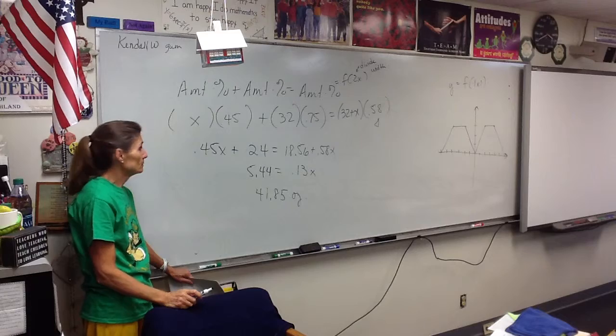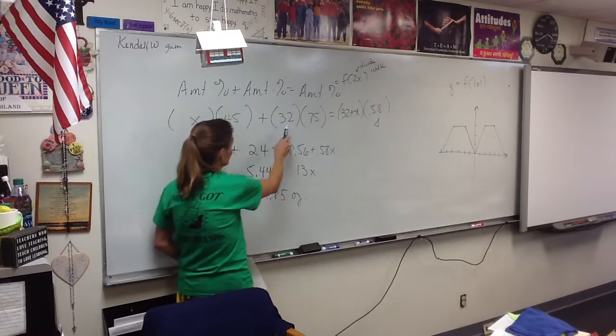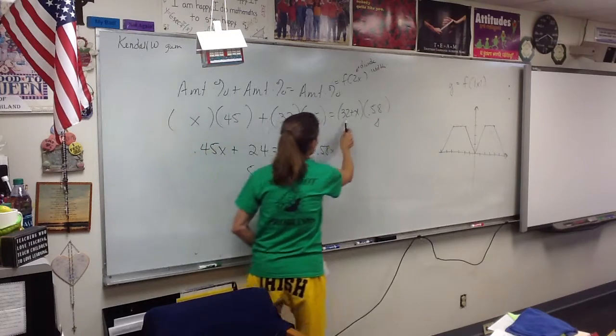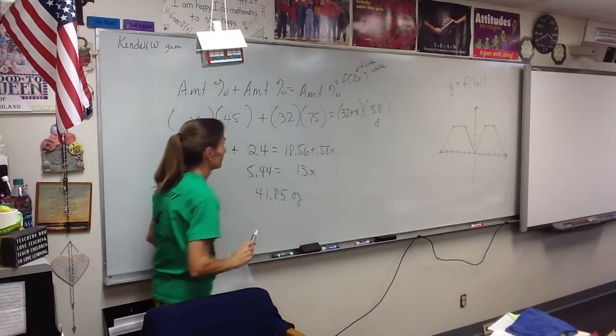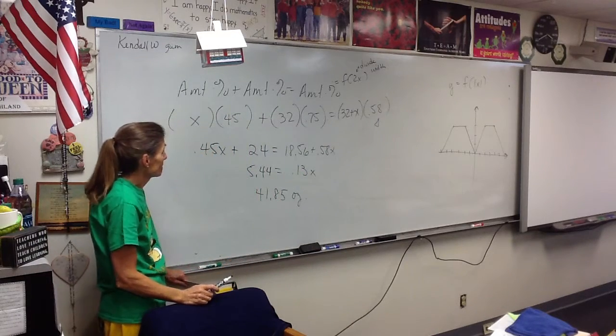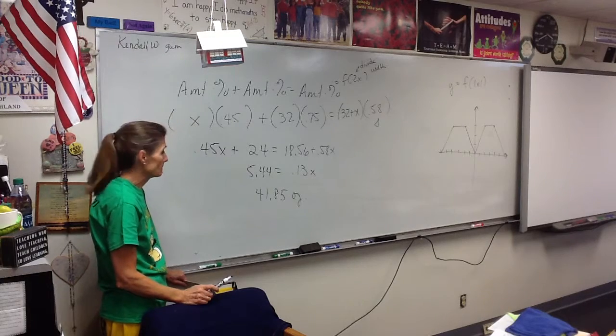How'd you get the 18.5? So what answer is that? You're right. Multiply these two things together, no, multiply 32 times 0.58. Is that right? Yeah.